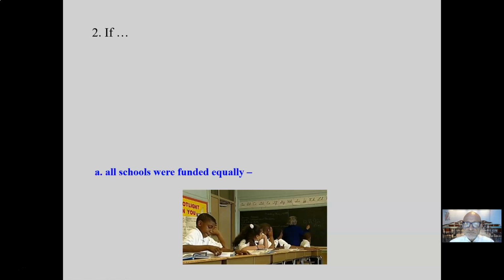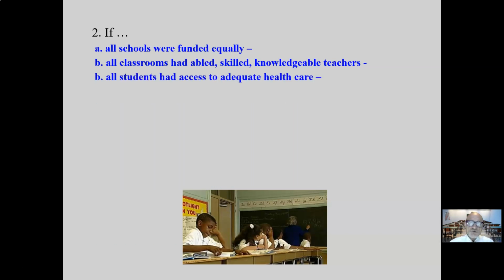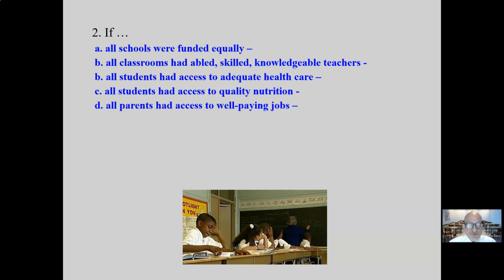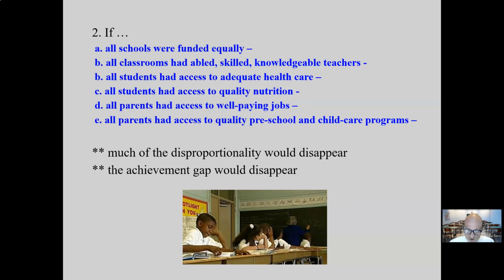Imagine if all schools were funded equally, all classrooms had able, skilled, knowledgeable teachers, all students had access to adequate health care. All students came to school fed. They weren't hungry. All parents had access to well-paying jobs. All parents had access to quality preschool and child care. What would happen? Much of the disproportionality would disappear, as well as the achievement gap.